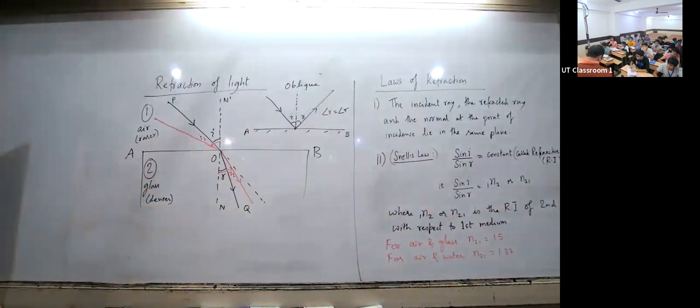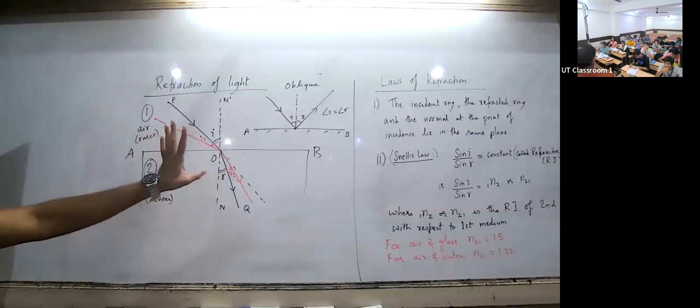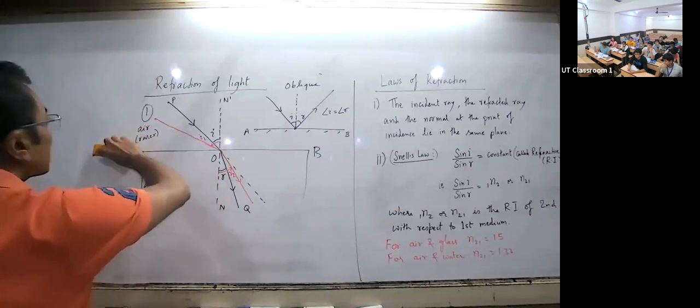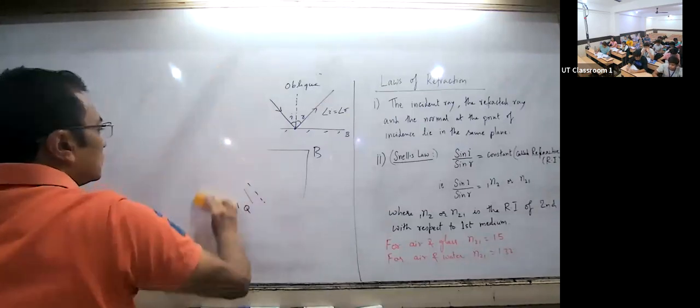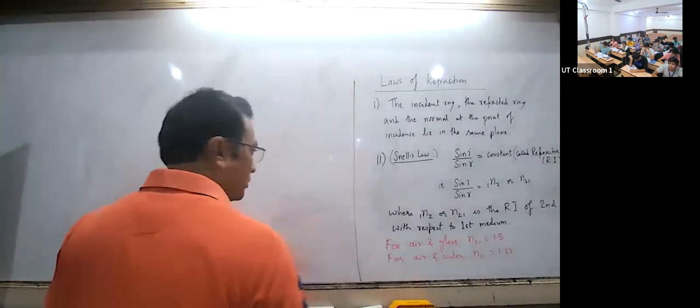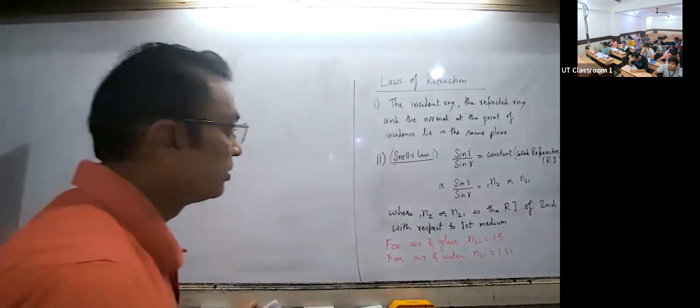right? So no need to draw the red line. If you have understood one, it is good enough. Shall I erase the left side? Any questions, anybody, please feel free to ask. But this is important, one formula for refractive index.